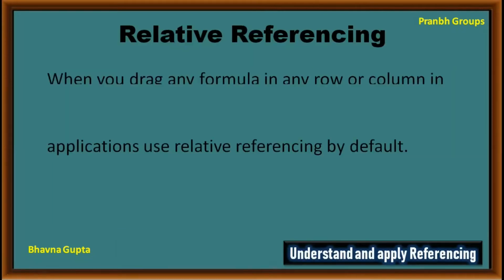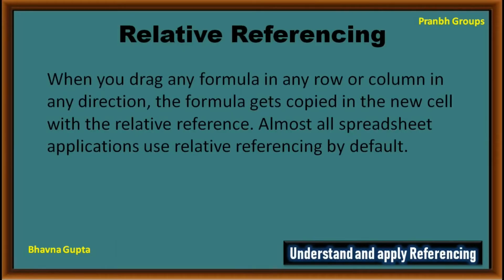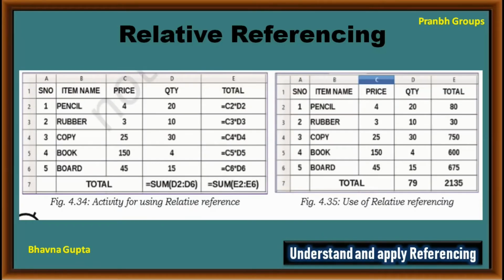First one, relative reference. When you drag any formula in any row or column in any direction, the formula gets copied in the new cell with the relative reference. Almost all spreadsheet applications use relative referencing by default. This is the activity for using relative reference.